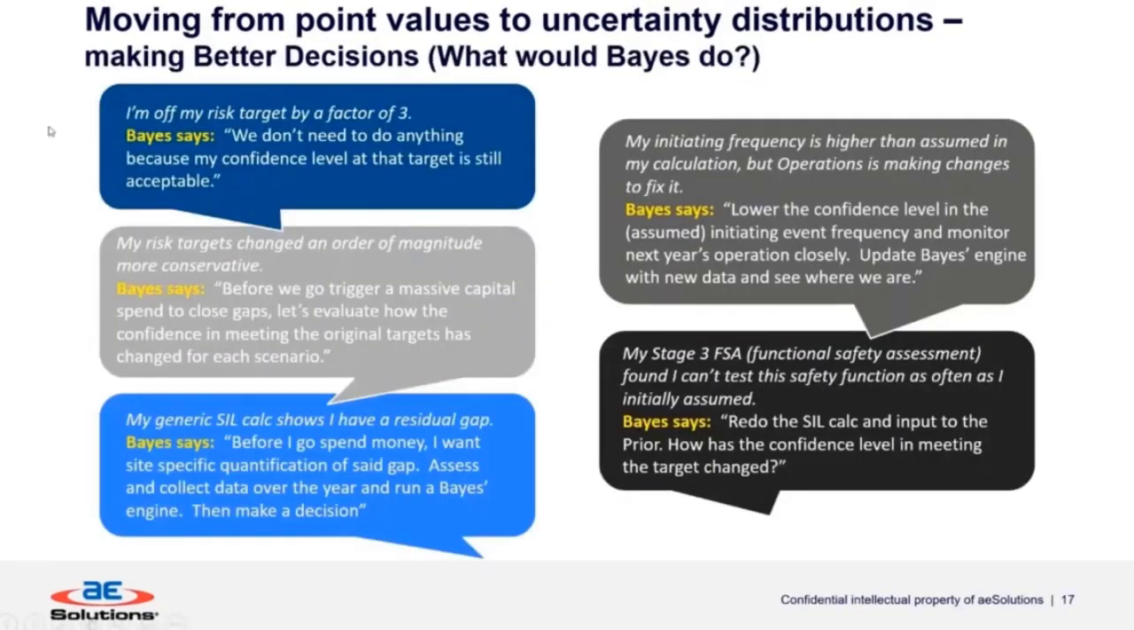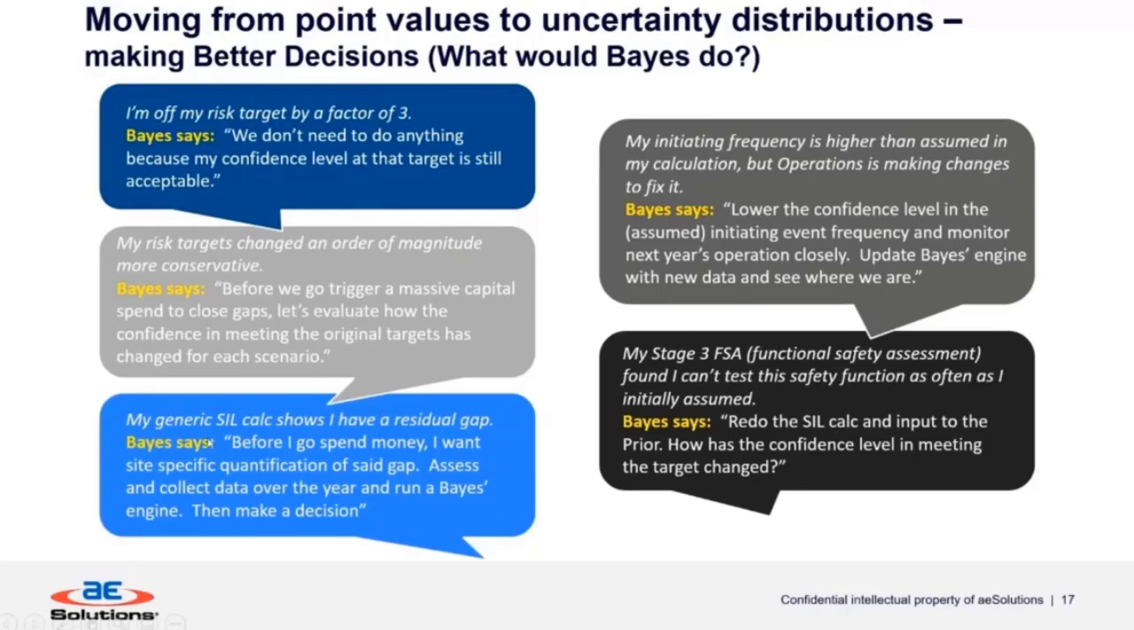Okay, better decision making with Bayes. Here are some examples and what Bayes would do. I'm off my risk target by a factor of 3. Bayes says we don't need to do anything because my confidence level at that target is still acceptable. Okay, great. Next one, my risk target changed an order of magnitude more conservative. Bayes says, before we trigger a massive capital spend to close gaps, let's evaluate how the confidence in meeting the original target has changed for each scenario.